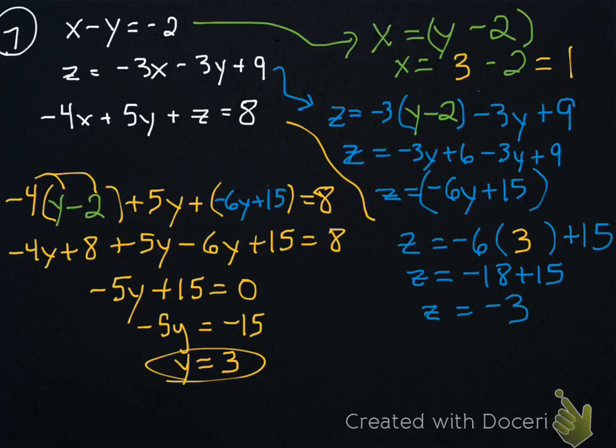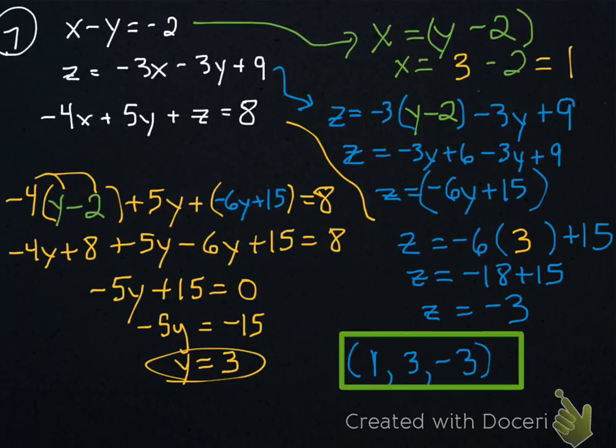Let's now write that as a coordinate. X is 1, y is 3, z is negative 3. That is my complete answer.